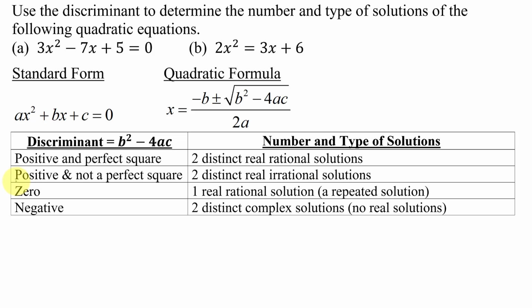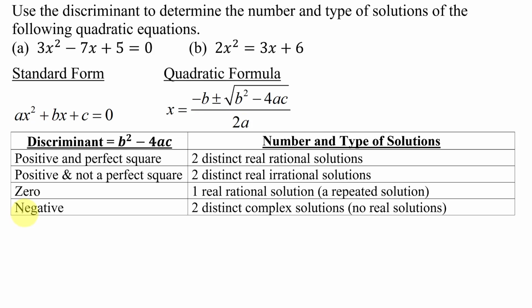Now, if the discriminant is positive but not a perfect square, you get 2 distinct real irrational solutions, because when you take the square root of a positive non-perfect square, you're going to get real irrational answers. Now, when the discriminant is 0, you get 1 real rational solution. This is often called a repeated solution, because the square root of 0 is 0, so you just get left with negative b divided by 2a.